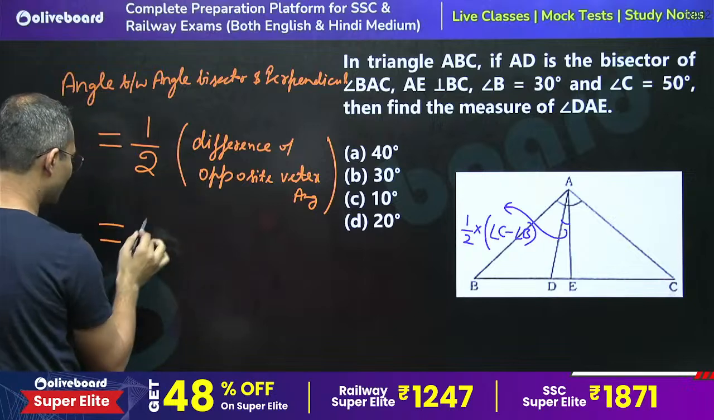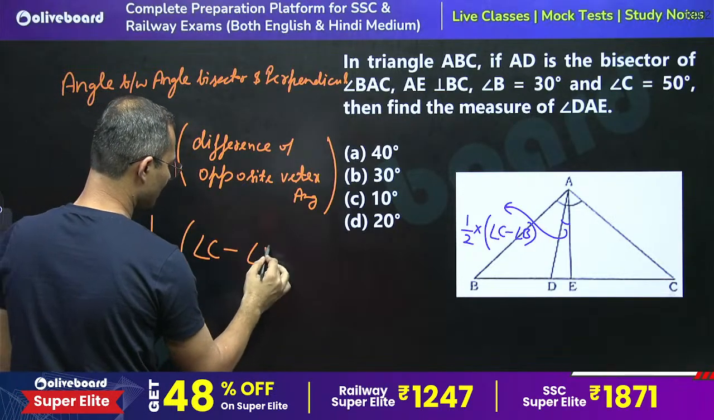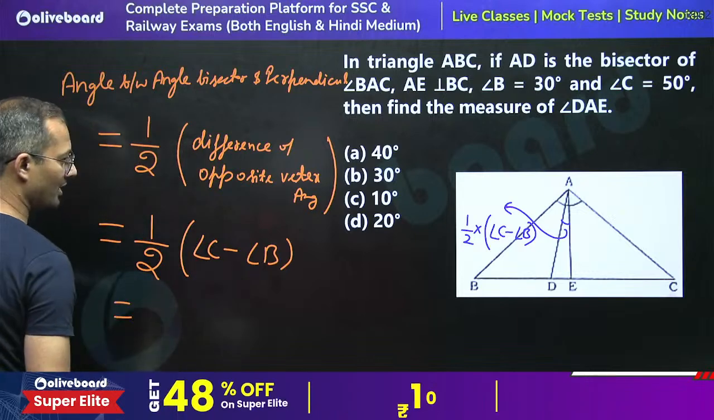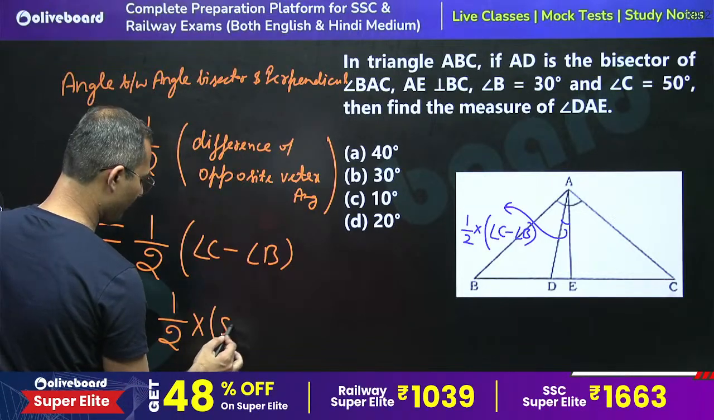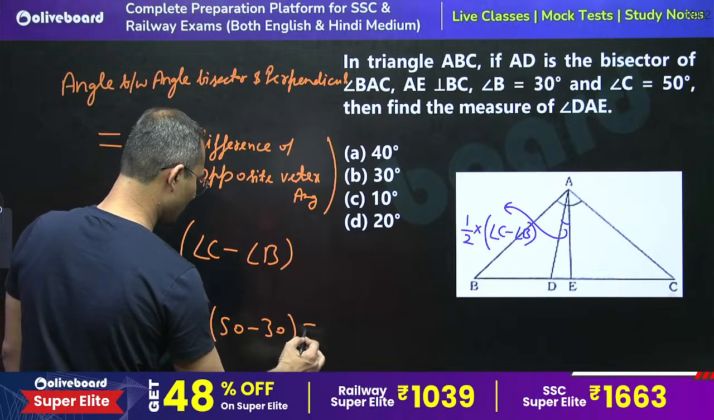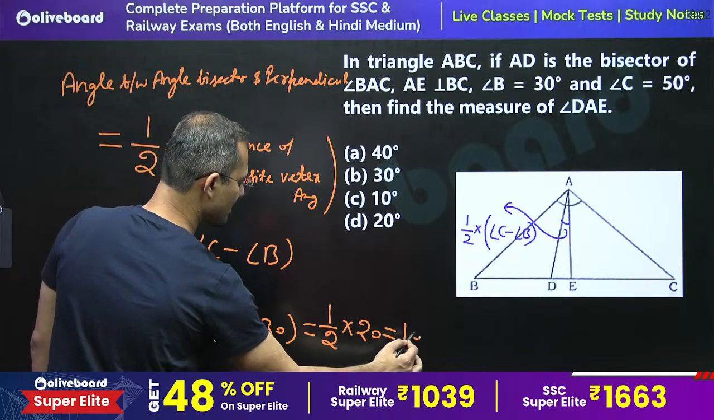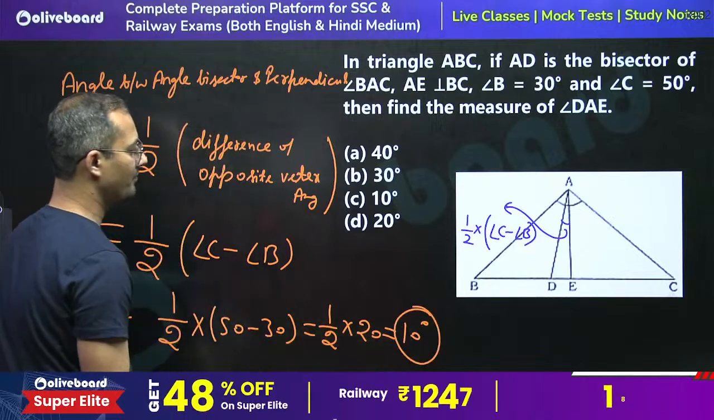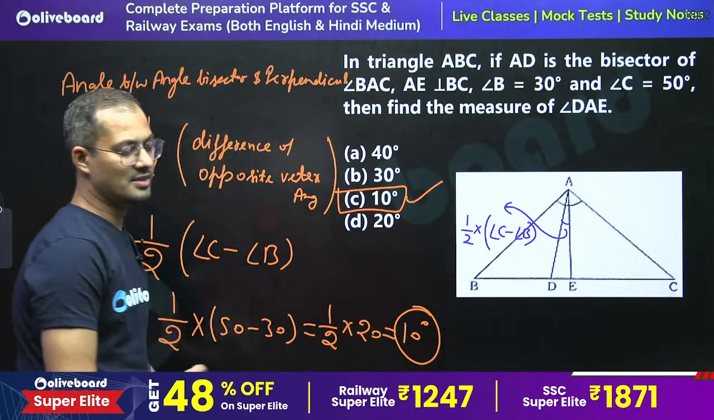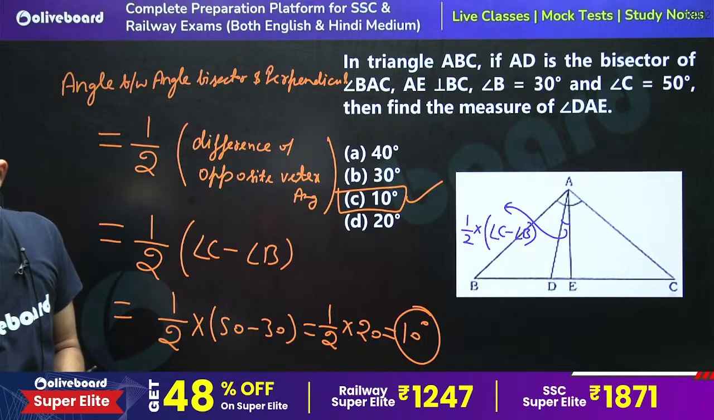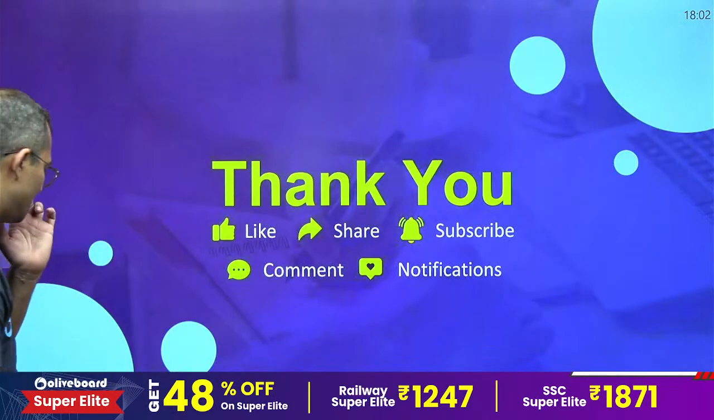So we can say that this is equal to 1 upon 2 bracket angle C minus angle B. So this is the direct formula. Just learn this, right? So we can say that 50 minus 30 is equal to 1 by 2 into 20. So this is equal to 10 degrees. So 10 degrees is the right answer. Yes, C is the right answer.